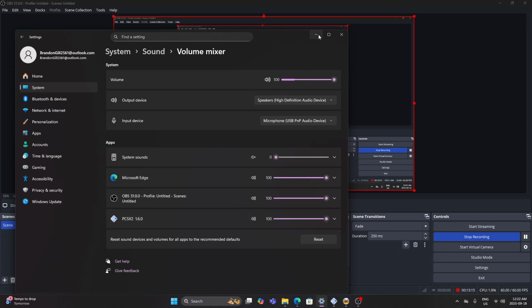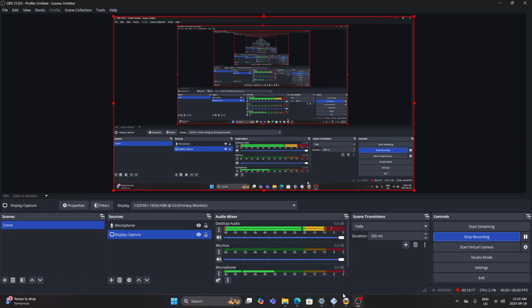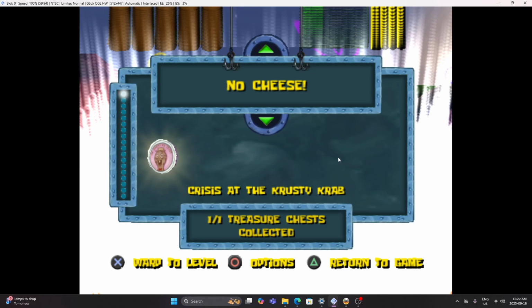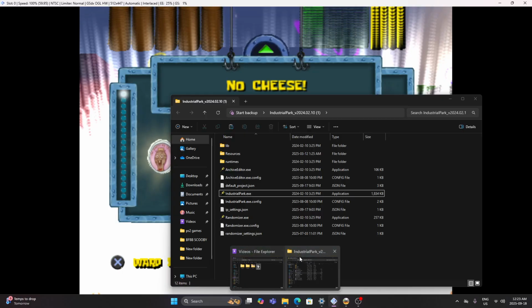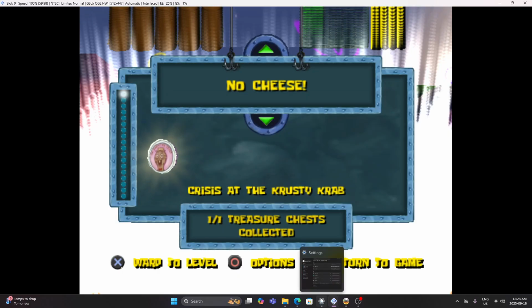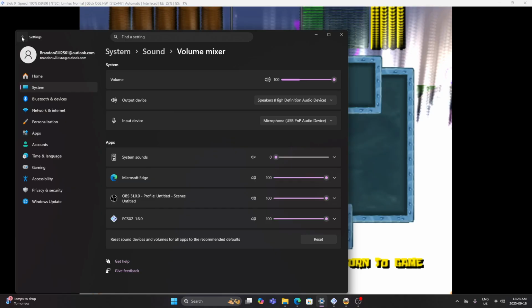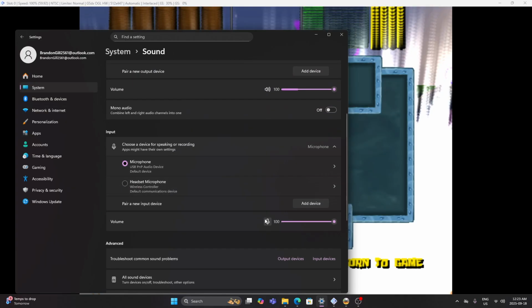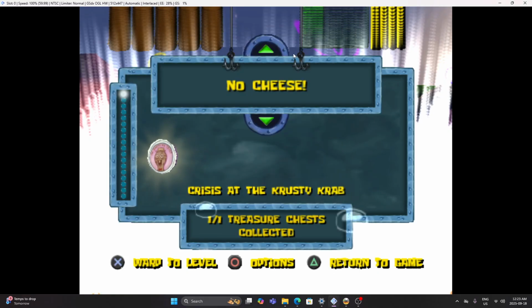Computer, player computer, player computer, player computer.